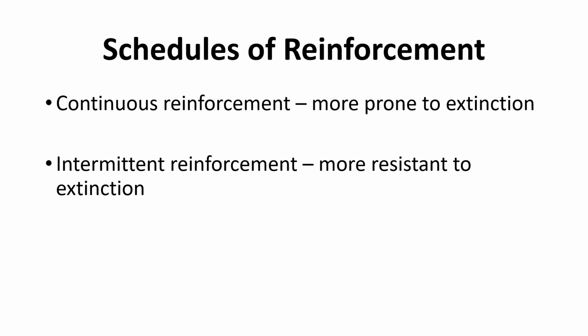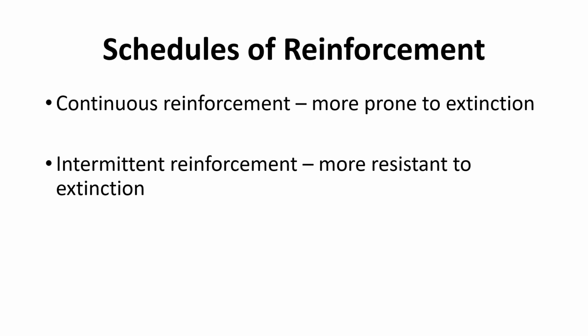And this is the idea that if your problem behavior was on a continuous reinforcement schedule, meaning that every time they did it, they were reinforced, then that behavior is going to be a lot more prone to extinction. It's a lot easier to extinguish a continuously reinforced behavior. That's because they're used to getting reinforcement every single time they do it. And so when they stop getting that reinforcement, it's going to be a lot more apparent and a lot more noticeable. And so they're going to adjust their behavior more quickly.